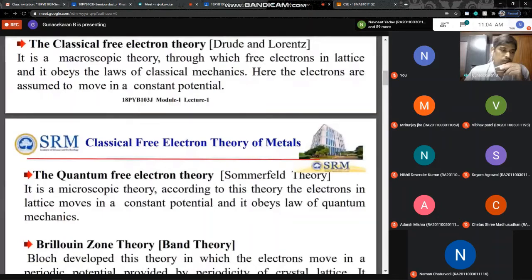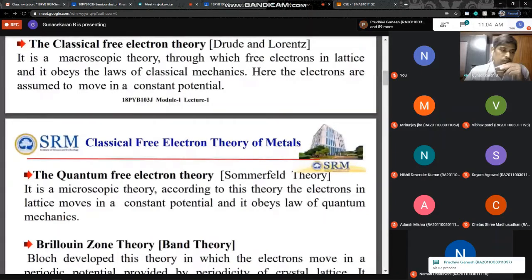Here also Sommerfeld assumed that the electrons move in a constant potential, but they obey a new mechanics, called quantum mechanics, not classical mechanics. The quantum free electron theory successfully explained all the drawbacks of the classical theory, but it still could not explain some things.